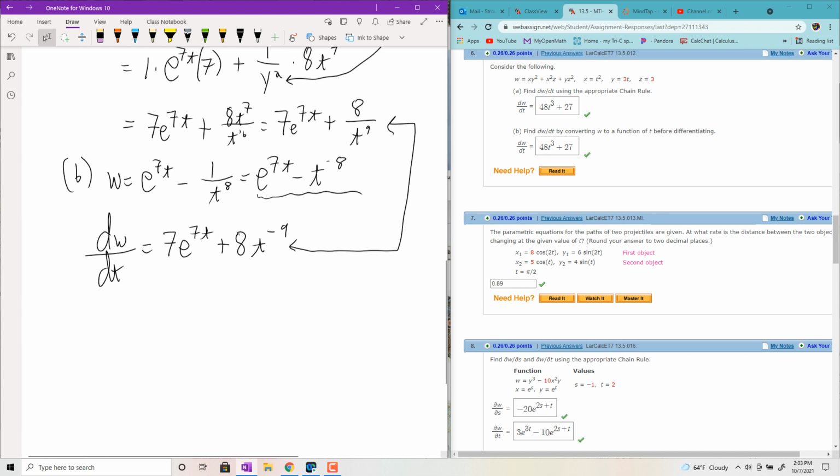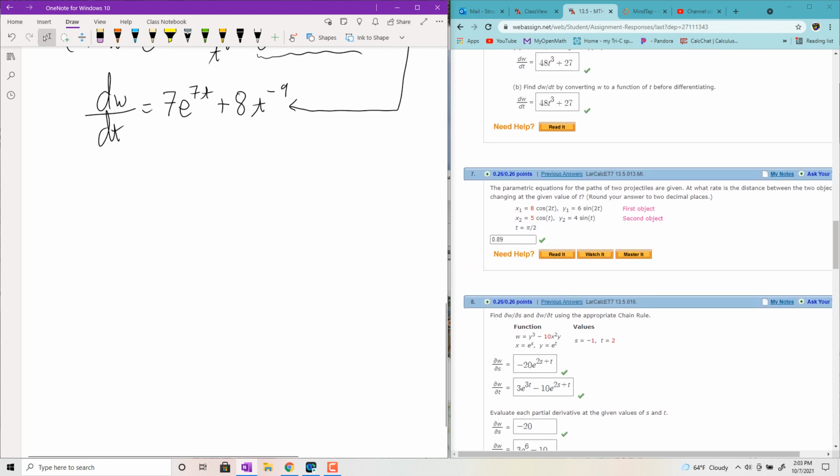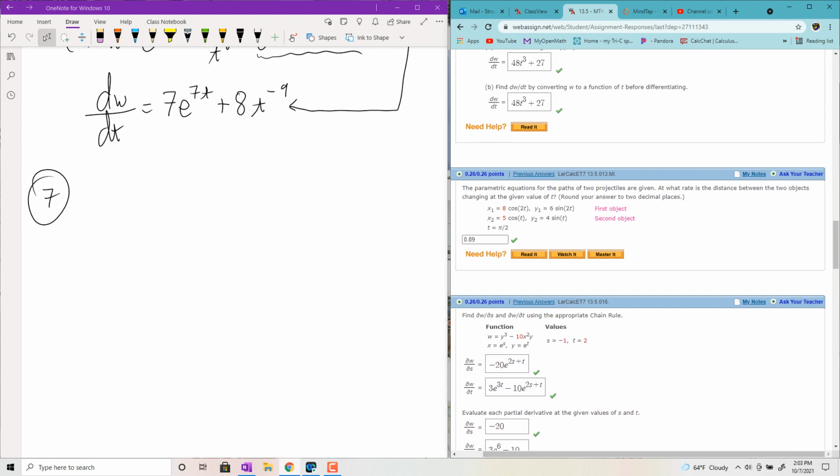Number 7 is a bit annoying. You actually are dealing with 4 independent variables. Okay, so let's take a look at that. Parametric equations for the path of 2 objects are given. At what rate is the distance between the 2 objects changing at the given value of t?